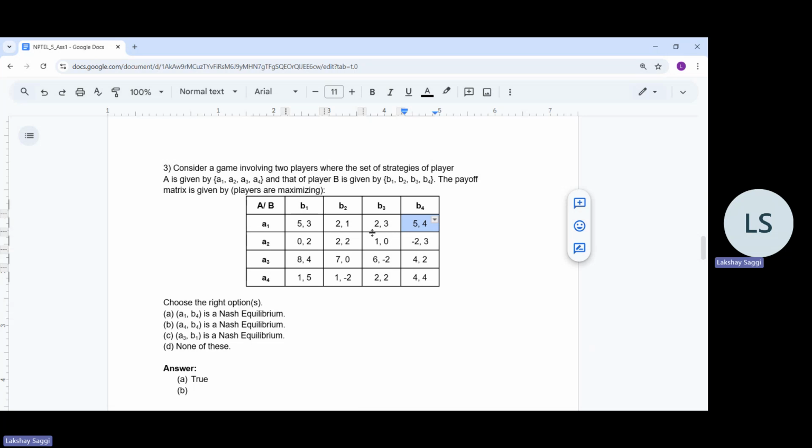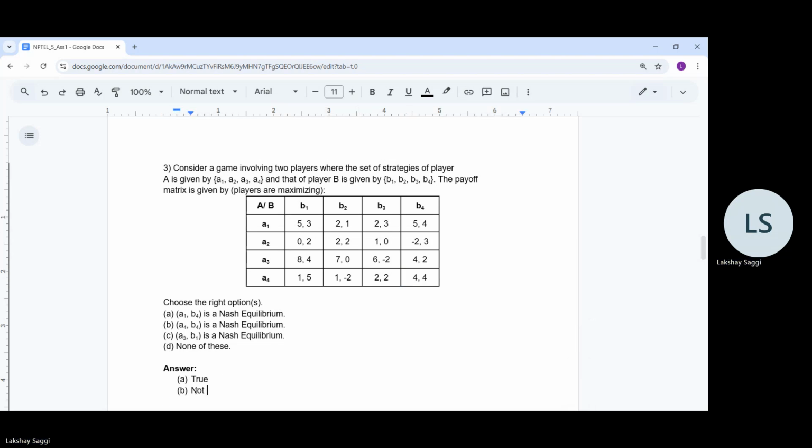Okay. Then the B part says that A4 comma B4 is a Nash equilibrium. So let's see if A4 comma B4 is a Nash equilibrium or not. Let's see from the perspective of the column player first. For the column player, we can see that the initial payoff is 4. The column player has no incentive to switch to B3 because here the payoff is 2. Here the payoff is -2, so again no incentive. But on playing B1, the payoff is 5. So here the column player actually has an incentive, because initially the payoff is 4, but here the payoff is 5. So the column player has an incentive to switch from B4 to B1. So this is actually not a Nash equilibrium.